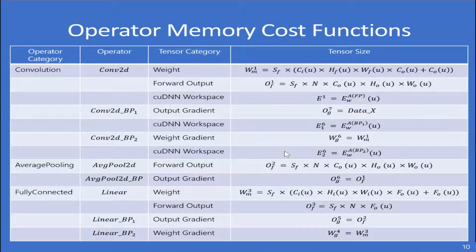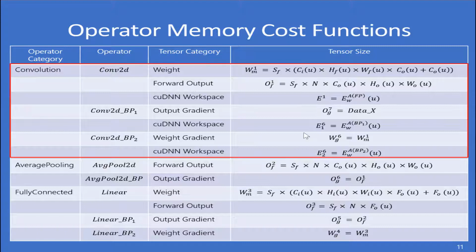In the computation graph just now, we will first calculate the memory allocation of tensors in each operator through the cost function listed in this table. Let us use the motivating example's operators to illustrate how memory cost functions look. First, we will summarize the convolution-related operators. It contains Conv2D in forward propagation, and Conv2D BP1 and Conv2D BP2 in backward propagation.